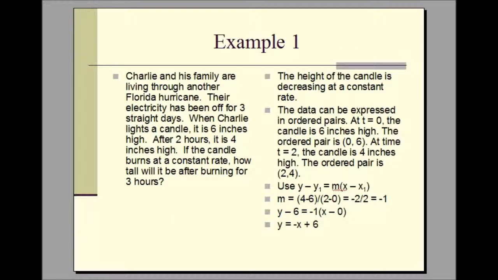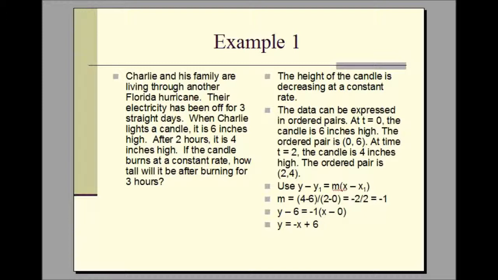Example 1. Charlie and his family are living through another Florida hurricane. Their electricity has been off for 3 straight days. When Charlie lights a candle, it is 6 inches high. After 2 hours, it is 4 inches high. If the candle burns at a constant rate, how tall will it be after burning for 3 hours?